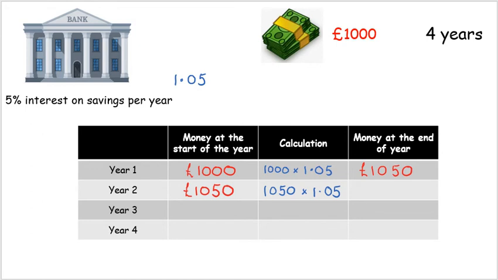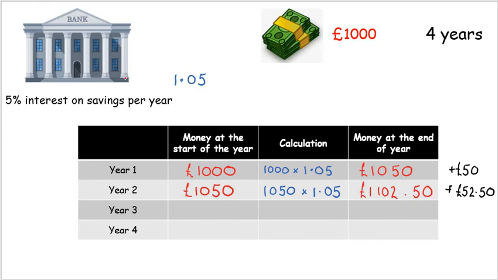1,050 times 1.05 gives us £1,102 and 50 pence. You can maybe tell straight away, let's see what happened. In the first year, we had a £50 increase from the original amount. But in the second year, we started with 1,050, but our increase was actually £52 and 50 pence. So this percentage increase is different for the amount that we're adding on. We added on £52 and 50.